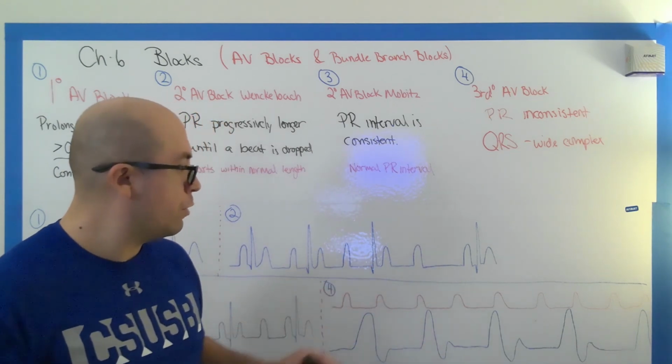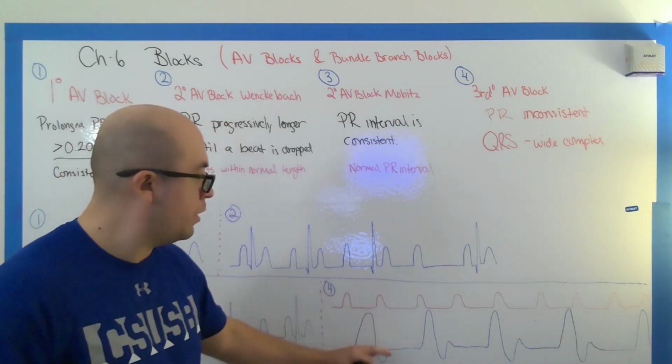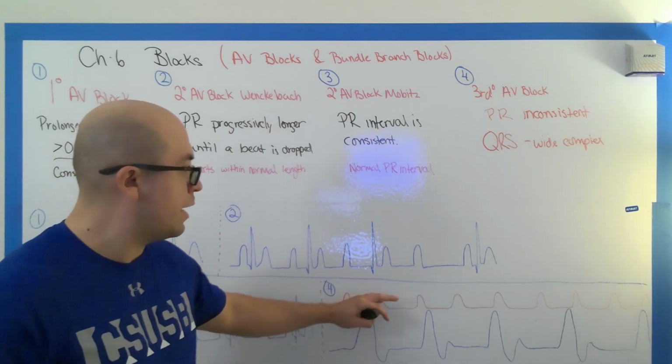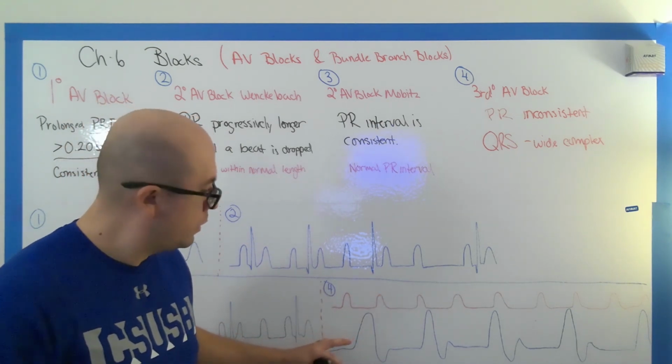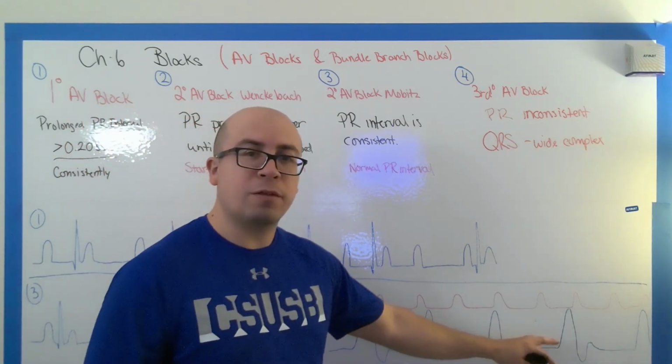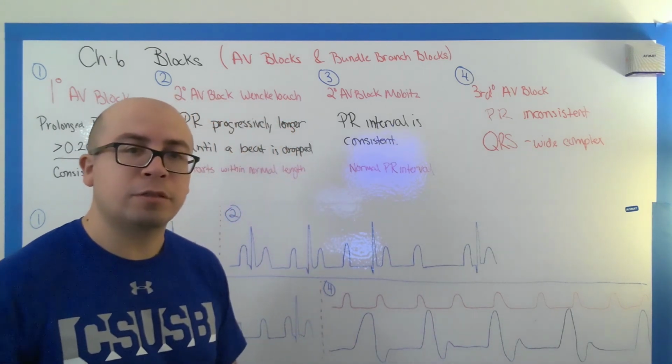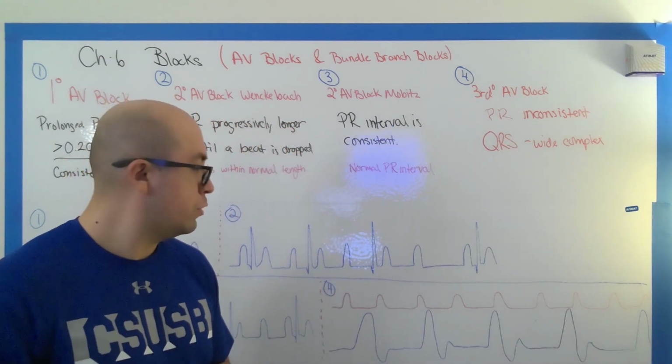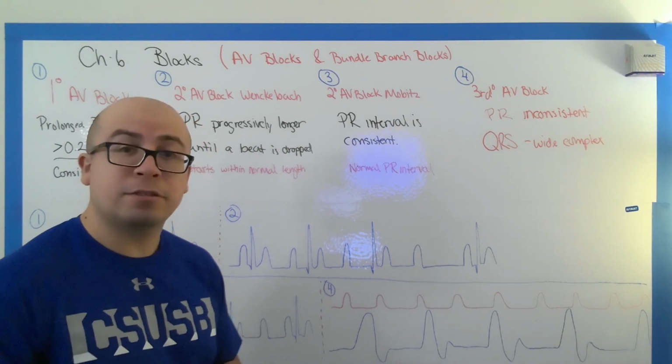So in a third degree AV block, what you're going to have is a combination, an overlap of this atrial rhythm, giving you your P waves, and this ventricular rhythm, giving you your QRSs. And we'll go ahead and do a couple of examples in class.